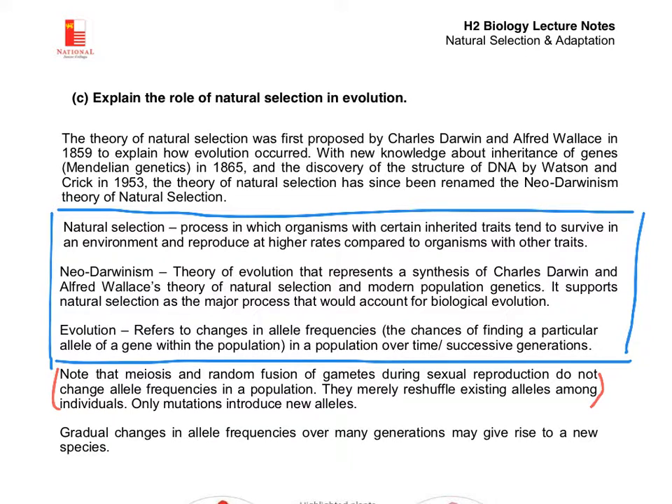When we discuss from here on, we will talk about natural selection theories, and whenever you see this word neo-Darwinism, neo means new. So neo-Darwinism just incorporates the theory of evolution together with concepts of modern population genetics, whatever Mendel found out about genetics with his pea plants.